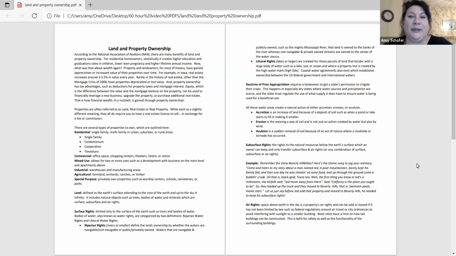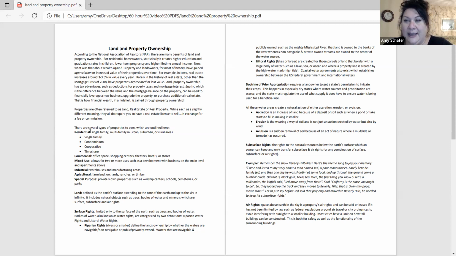We're starting though with land and property ownership. And property ownership, just to get the lay of the land, is what types of real estate are considered property and what types of property are considered real estate. That's what we're building a foundation on here. First of all, let's go over different types of property. That's over here. And let's start with residential.